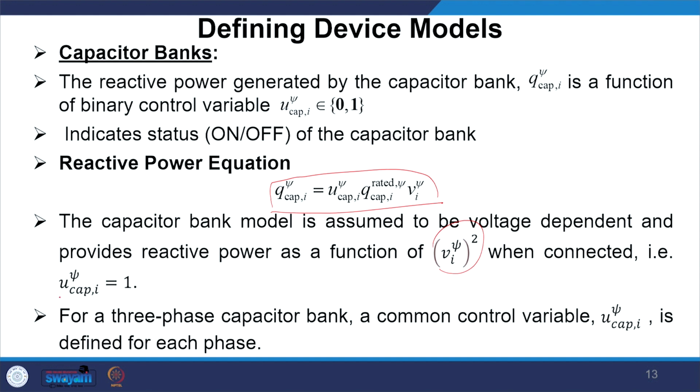The reactive power equation is given by Q cap, that is the capacitor reactive power, which is U cap times Q cap multiplied by Vi. The capacitor bank model is assumed to be voltage dependent and provides reactive power as a function of Vi square when connected, that is U cap i equal to 1. For a three-phase capacitor bank, a common control variable U cap i is defined for each phase, that is for phase A, B and C.